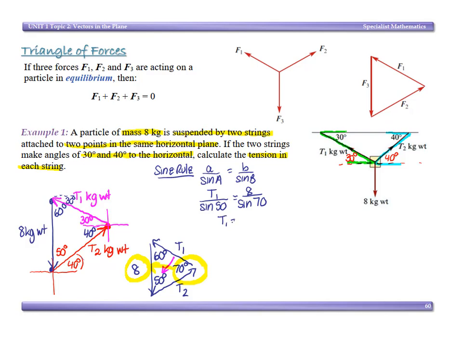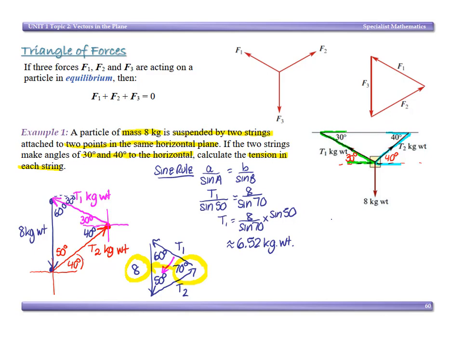So T1 is going to be 8 over sine of 70 times by sine of 50. Go to your calculator, you get approximately 6.52 kilogram weight.